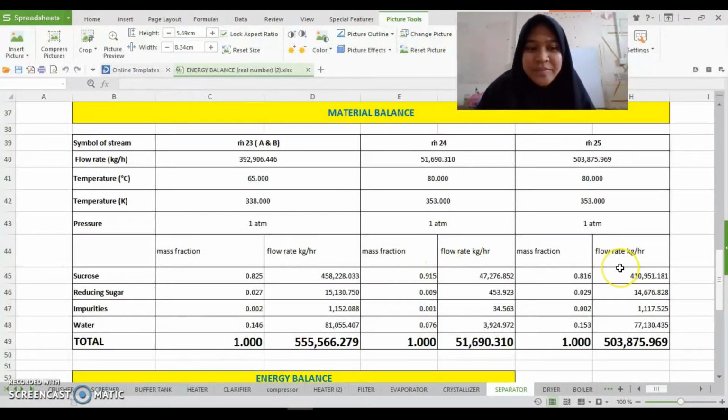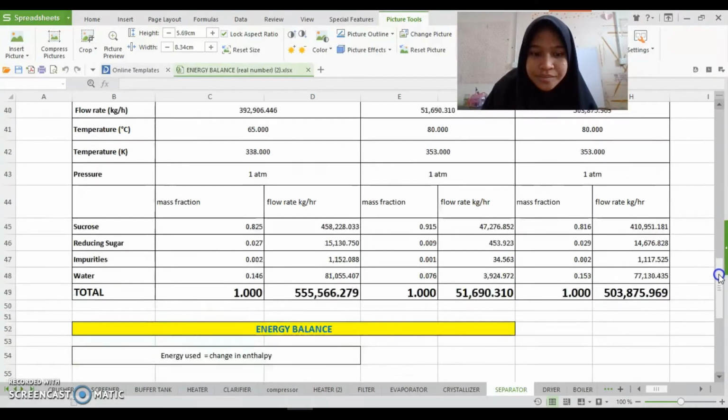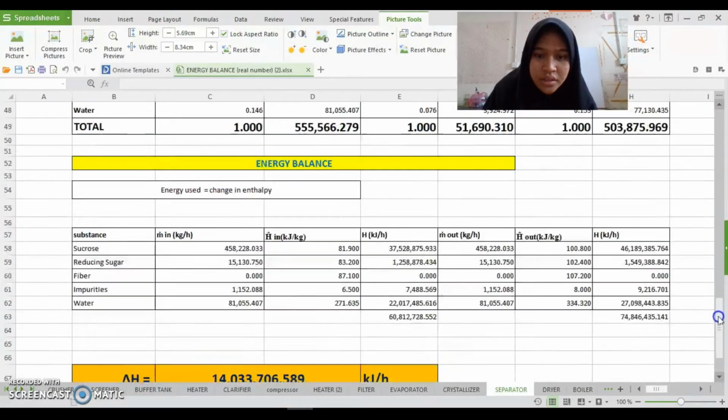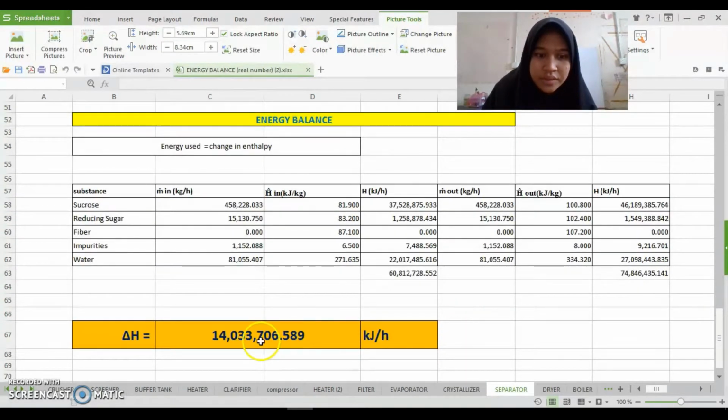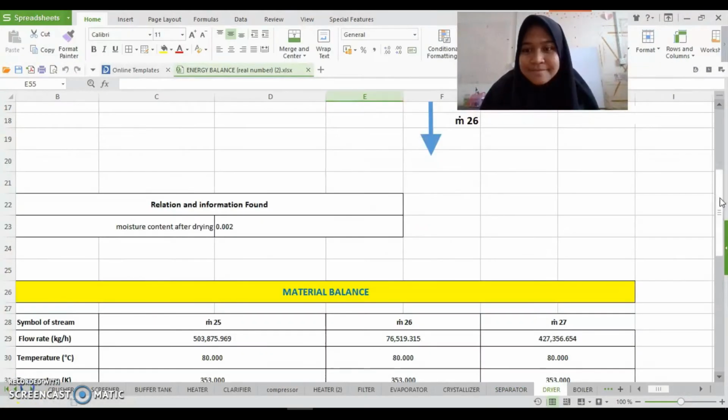For the separator, the mass flow rate that enters the separator is 555,000, and mass flow rate that goes up from the separator is 503,000, and the energy balance used is 14 million kilojoule per hour.